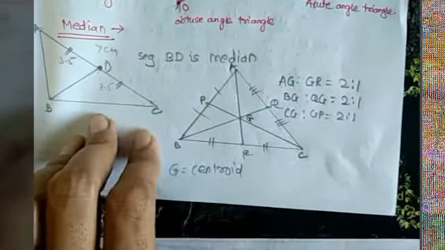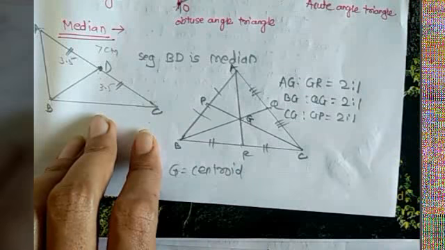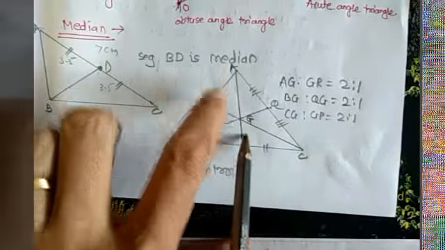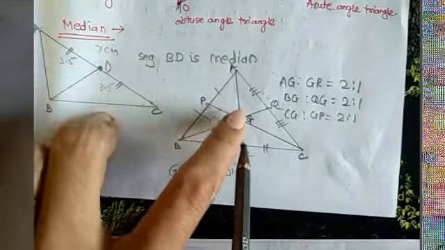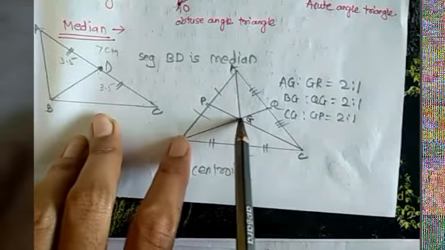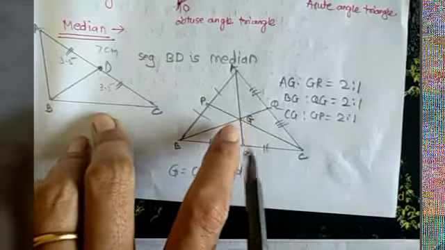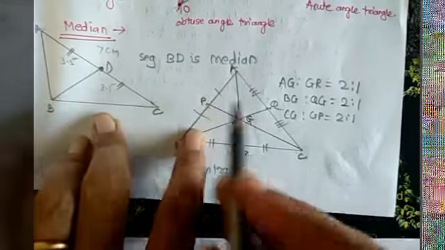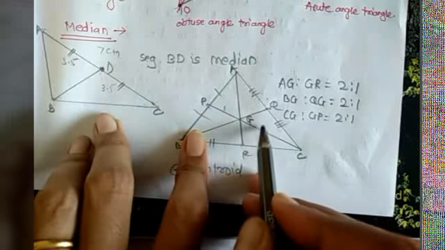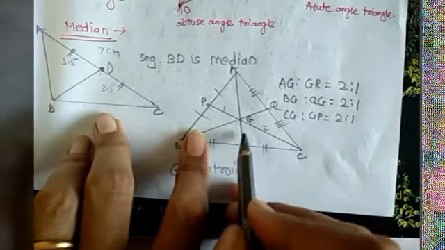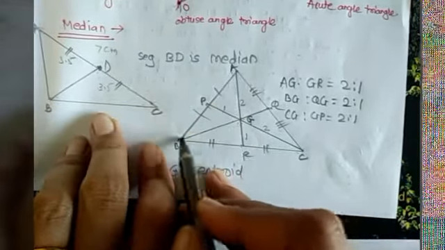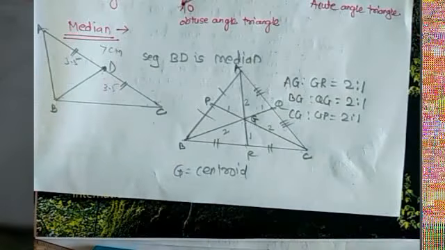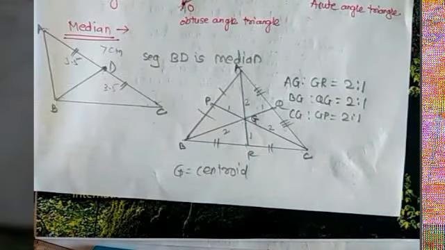The centroid divides the median in the ratio 2:1, which means AG is double of GR, BG is double of QG and CG is double of GP. It means if GP is 1, then CG is 2; GR is 1, then AG is 2; GQ is 1, then BG is 2. It's divided in the ratio 2:1.